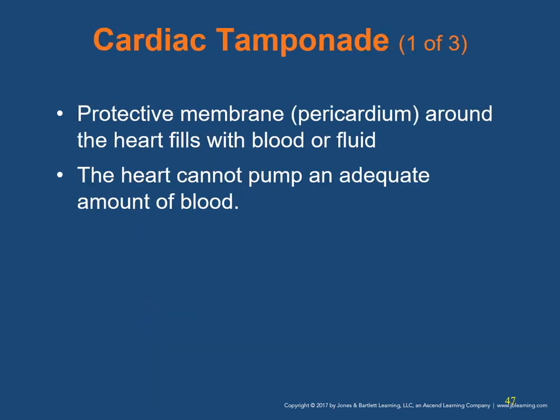Cardiac tamponade, or pericardial tamponade, occurs more commonly with penetrating chest trauma, although it may occur with blunt trauma. The protective membrane around the heart, the pericardium, fills with blood or fluid. The heart then cannot pump an adequate amount of blood.